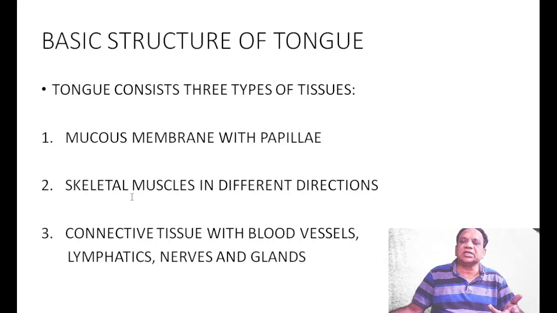So that's why the skeletal muscles are there. And we see connective tissue which connects the skeletal muscles with each other, and the skeletal muscles to the mucous membrane, and also provides the passages for the blood vessels, lymphatics, and nerves. This connective tissue also consists of some glands. So this is the basic structure of the tongue, which a medical graduate should remember, because this is important both developmentally and structurally.